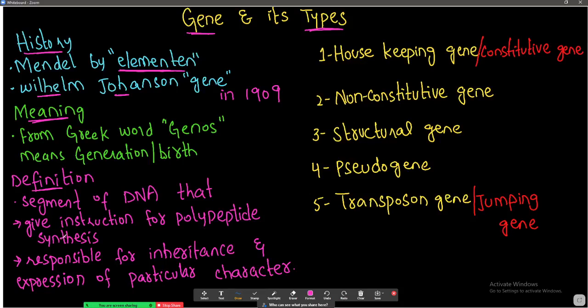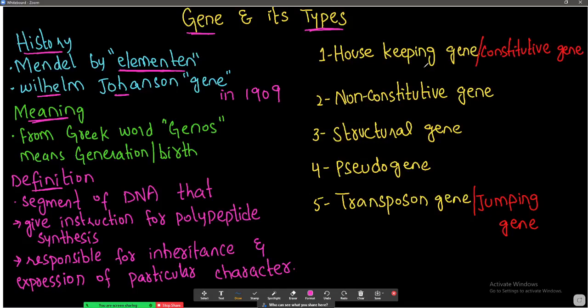Now we can move towards its types. There are many types of genes, but we will discuss only 5 types. The first one is the housekeeping gene, or constitutive gene.